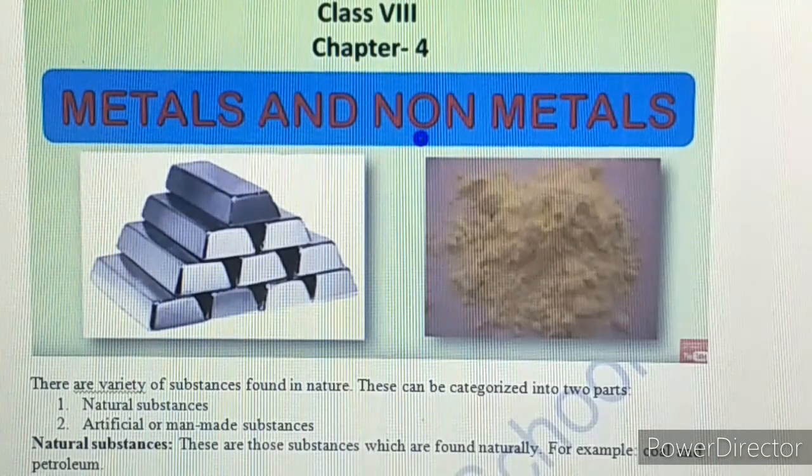Now, let's begin. This chapter is in two parts, children, part 1 and part 2. Today, in part 1, we are going to read about metals and non-metals and their physical properties, their differences, their origin and all. And part 2 will consist of the chemical properties of metals and non-metals.